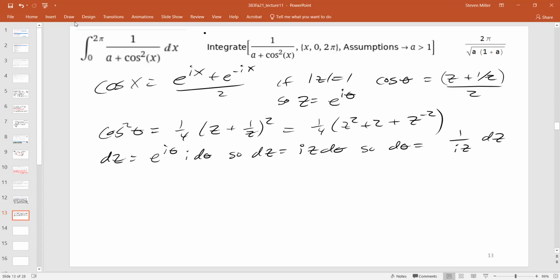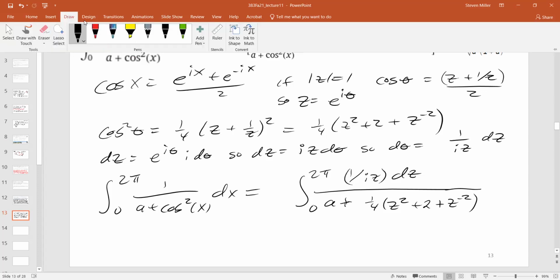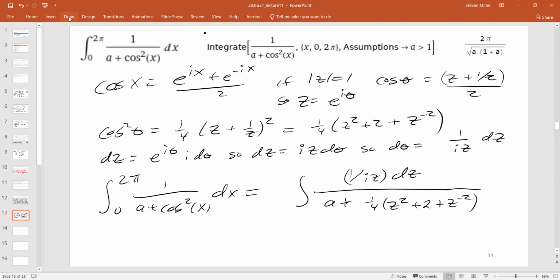Right? And so we get the integral from 0 to 2 pi of 1 over a plus cosine squared of x dx is equal to the integral of 1 over iz dz over a plus 1/4 (z squared plus 2 plus z to the minus 2). Now this is integrating over the absolute value of z equals 1, and that's the conversion we're doing. I don't have the 1 over 2 pi i, but I can put that in. So any questions about how we do this?